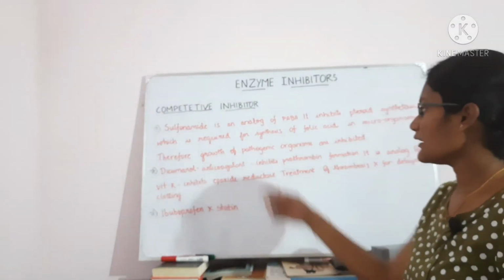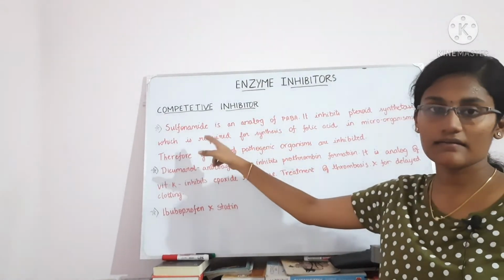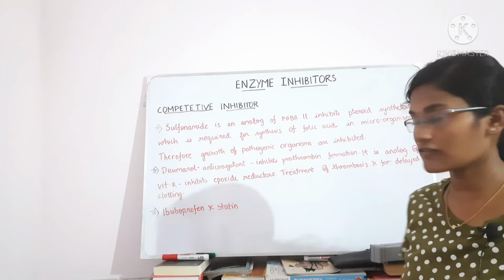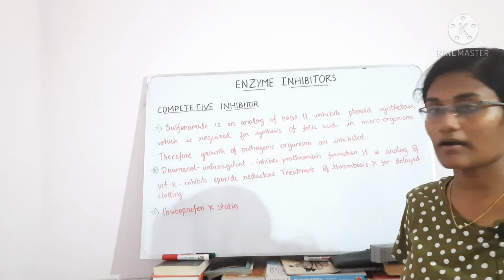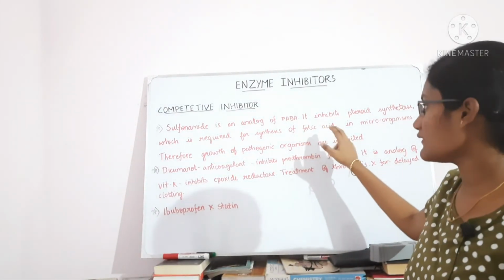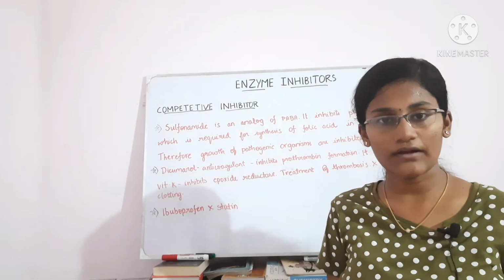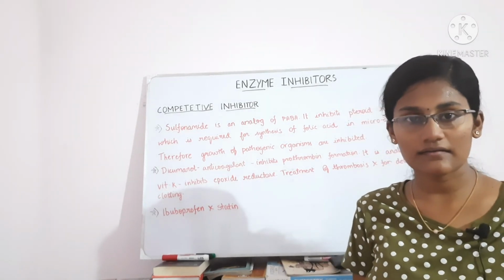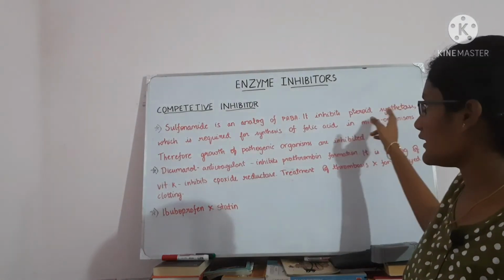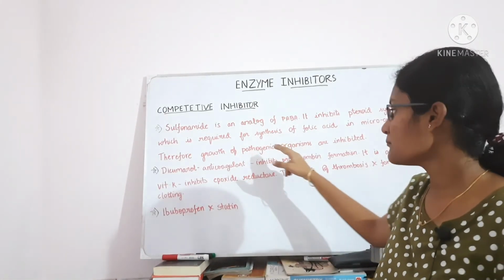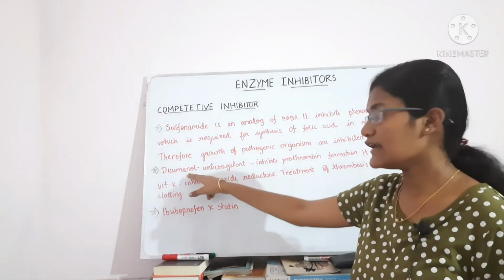So sulfonamide is a drug which is an analog of PABA, para-aminobenzoic acid. So it is similar to the structure of PABA. It inhibits dihydropteroate synthetase, which is an enzyme which is required for the synthesis of folic acid in the microorganisms. So microorganisms produce folic acid, and this synthetase is the enzyme that is required for this, but sulfonamide inhibits it because it is a structural analog of PABA, and this causes the pathogens to die.